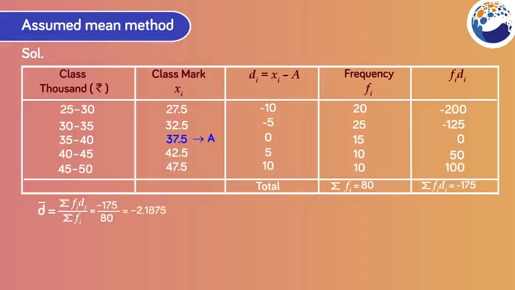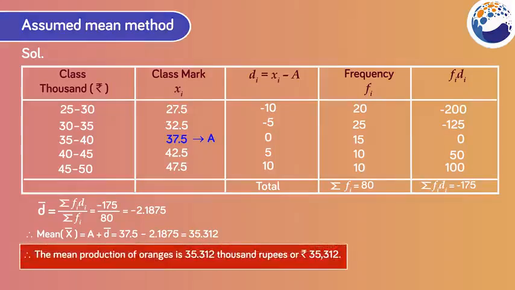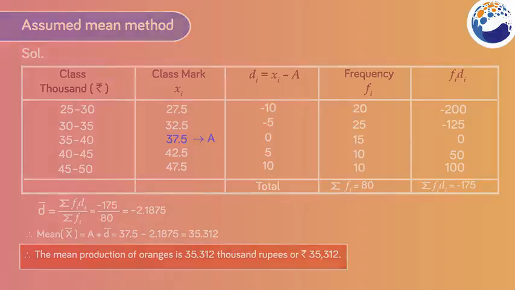Then we calculate the mean x bar, which is equal to A plus d bar, is equal to 37.5 minus 2.1875, which is equal to 35.312. Therefore, the mean production of oranges is 35,312 rupees. Now we study one more method to find the mean.